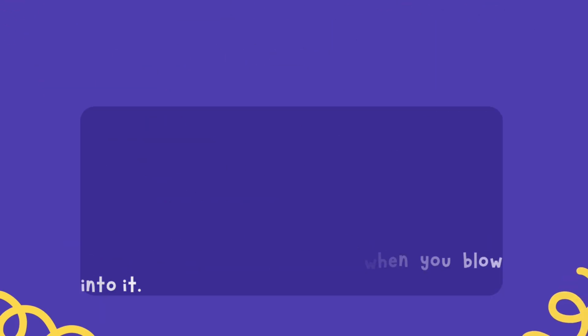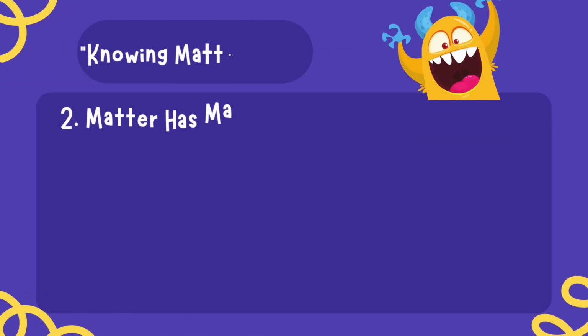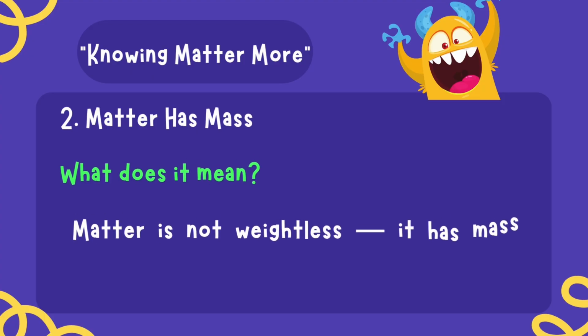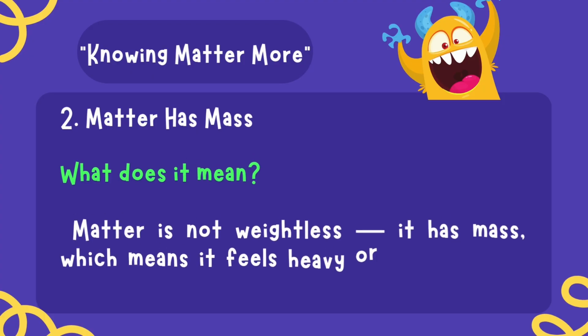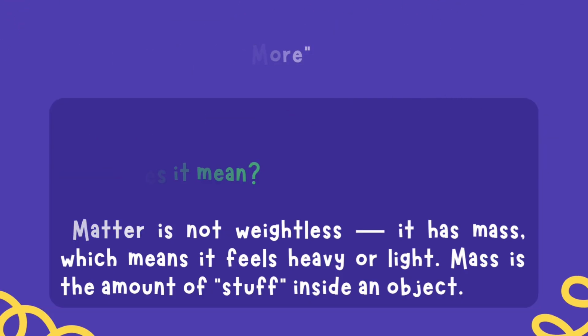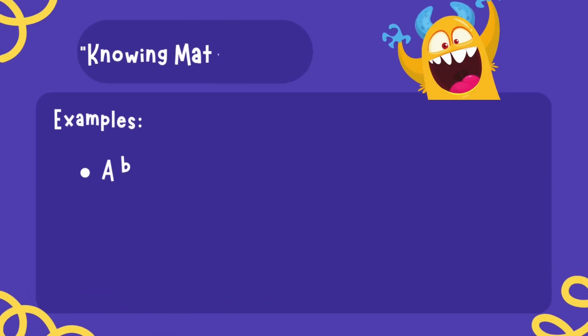Okay, so for the next station, matter has mass. So what does it mean? Matter is not weightless. It has mass, which means it feels heavy or light. Mass is the amount of stuff inside an object. Okay, so we have here some examples.